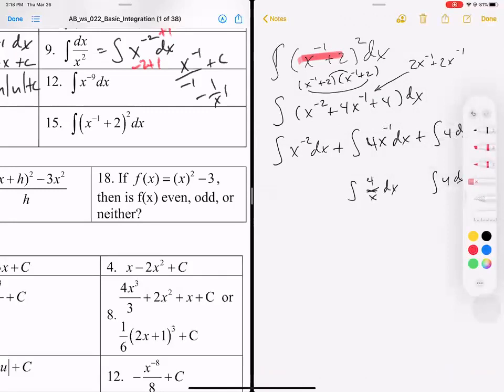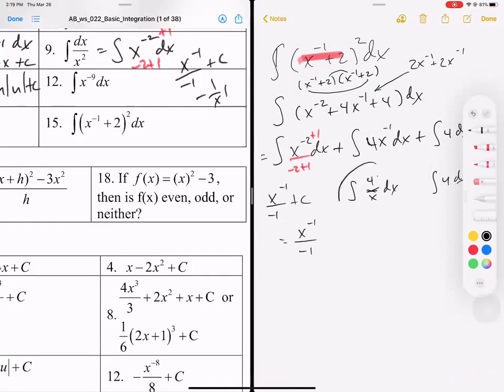But the integral here is just power rule. The first one is just power rule: x^(n+1) over n+1, with n being the exponent that I already have. So we're left with x to the -1 over -1, okay, and plus c. And then we're going to write a common plus c for everyone. So this is going to be x to the -1 over -1.